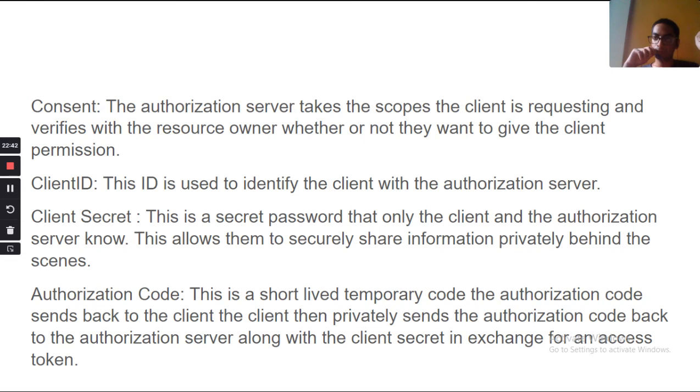So in our previous example, the authorization server, which is Gmail, came to you and asked whether you want to give Terrible Pun of the Day access to your contacts. That part is the consent. The next one is client ID. This ID is used to identify the client with the authorization server. Very simple.